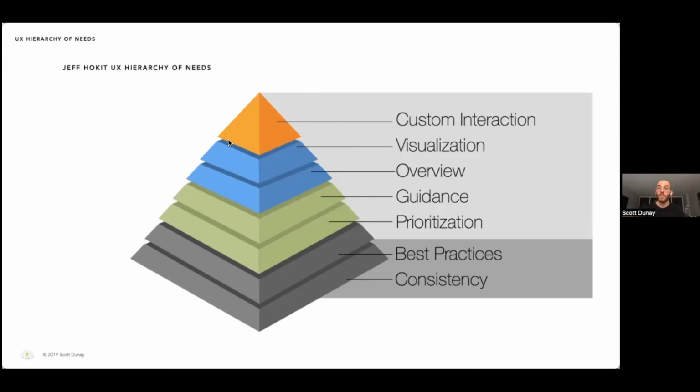Ultimately, I would say the foundation is what is important. Best practices and consistency, that's what's most important, and then you can indulge in the custom interaction. So the custom interaction is not necessarily the MVP. What is required is consistency, best practices, prioritization, and guidance. Those are absolutely fundamental and essential.